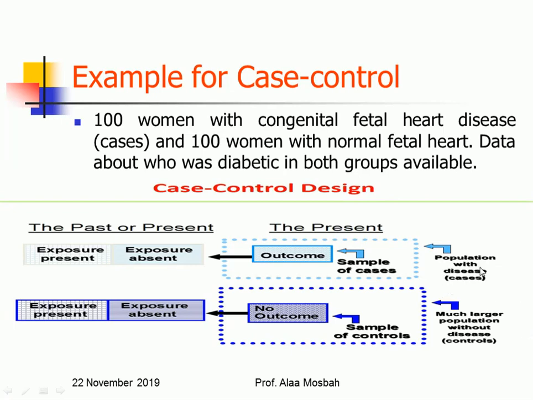This is the population with the disease, congenital fetal heart. This is the control, normal fetal heart. Okay. Then, who was exposed to diabetes in this group and in this group? Then I will analyze the data to see any relation between gestational diabetes and the occurrence of congenital fetal heart.